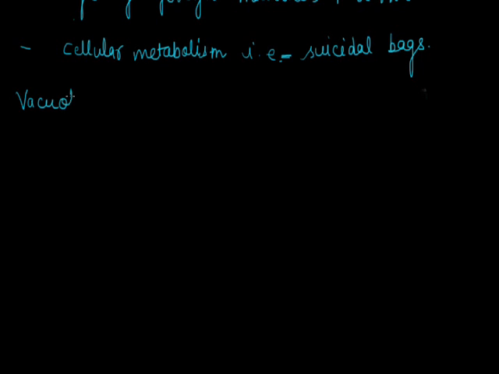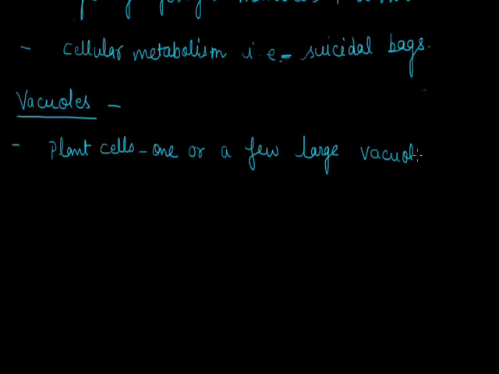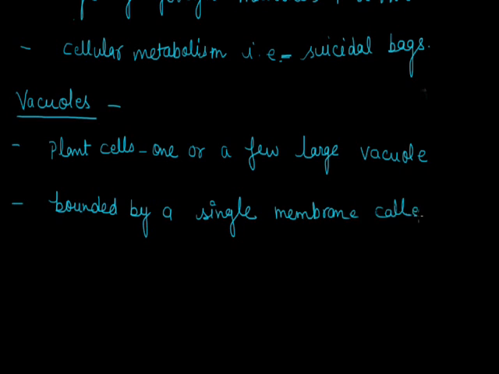Vacuoles. Some animal cells may have one to a few small fluid-filled vacuoles. In general, plant cells possess one or a few large vacuoles. These are bounded by a single membrane called tonoplast.